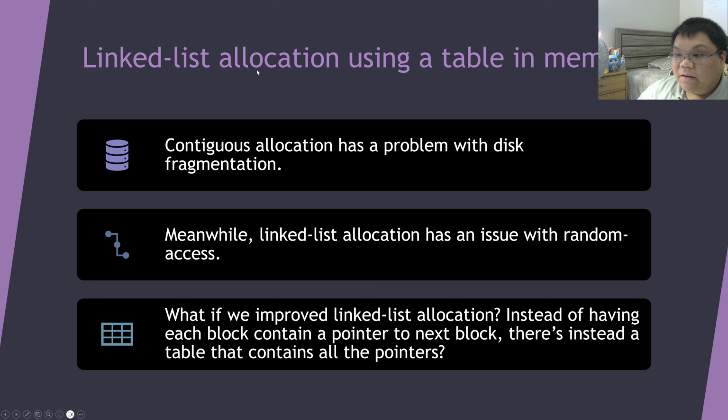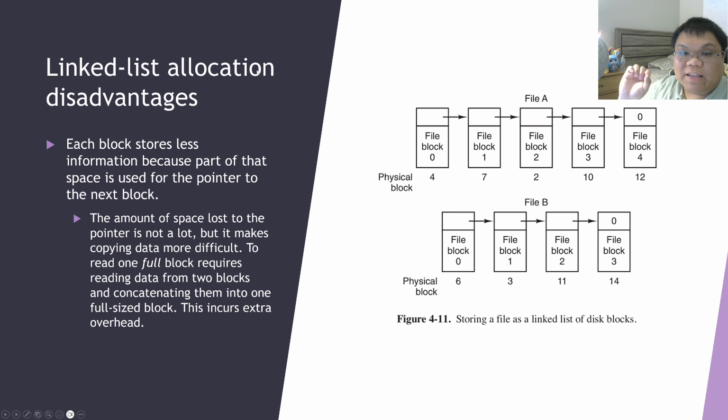And by extension, with linked list allocation, we are taking a little bit of space from each block to use for a pointer to the next block. What if we just took all of those pointers and put them in another table, so that way every block is able to use the full block of space available, no wasted space for the pointer. So we have a table of pointers to every block for that file.